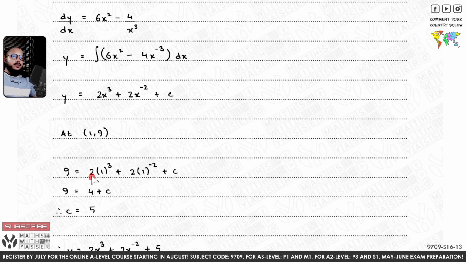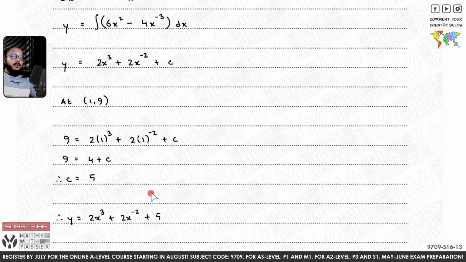So 9 is equal to 2 times 1 cubed plus 2 times 1 to the power negative 2 plus c. That gives us 9 is equal to 4 plus c. So c is equal to 5. So the equation of the curve must be y is equal to 2x cubed plus 2x to the power negative 2 plus 5.